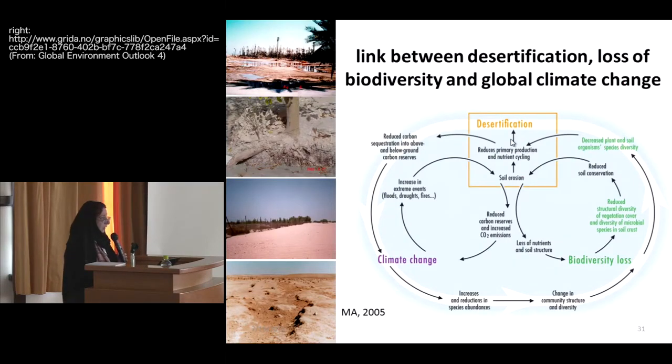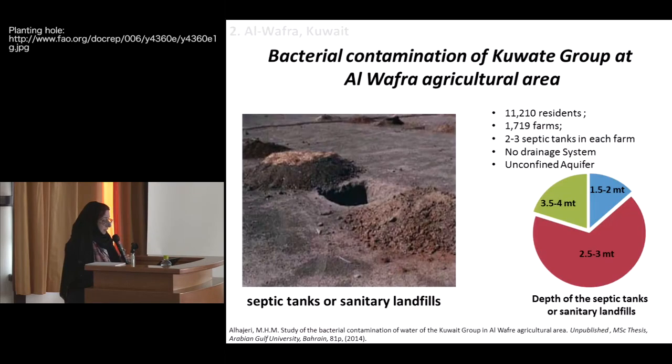Increasing desertification, you are not only affecting the productivity of the area, you are affecting the biodiversity as well, and reducing the carbon sequestration in the plants and in the soil. So everything is increasing the other thing. You are losing the productivity of the soil due to desertification, losing the biodiversity, and increasing the impacts of climate change.